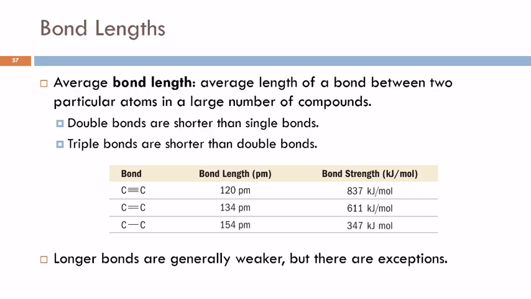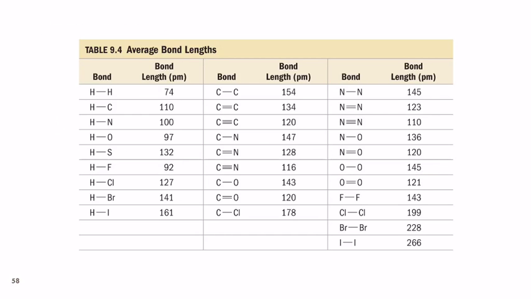Bond lengths. The bond length, we always talk about average. The average bond length is the average length of a bond between 2 particular atoms, again, in a large number of compounds. Double bonds are shorter than single, triple are shorter than double. And here's a comparison. The triple bond is 120 picometers, the double is 134 picometers, the carbon single bond is 154 picometers. In general, the longer bond is weaker and the shorter bond is stronger, but there are exceptions, of course. There's a table of bond lengths if you're interested. Actually, it's there even if you're not interested.